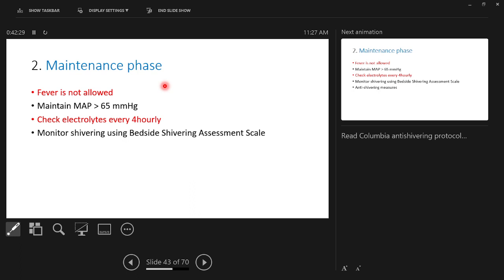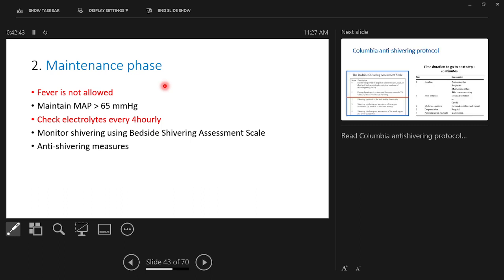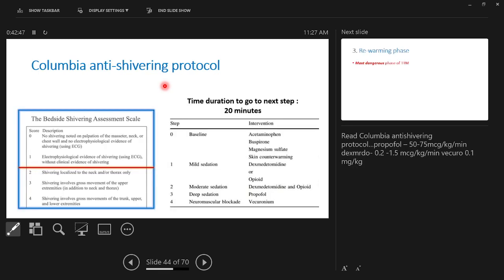Then we have to monitor the shivering using the Bedside Shivering Assessment Scale, because during the cooling phase there is more chance of shivering. So this has to be avoided for optimization of therapy. We can assess and monitor this by using the Bedside Shivering Assessment Scale, and we have to use anti-shivering measures if shivering occurs. There is a Columbia anti-shivering protocol, which uses the Bedside Shivering Assessment Scale with a score of 0, 1, 2, 3, 4. According to the score, we should maintain a score of 0 to 1 during our cooling phase.